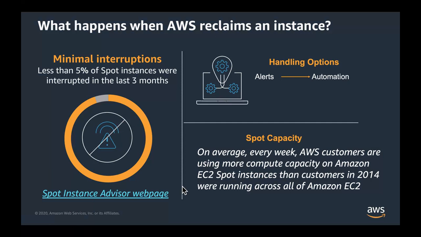While you do want to be prepared for interruptions on Spot and you do want to put the right type of workload on Spot, know that interruptions do not actually happen in practice that often. And there are different ways to handle interruptions within the 2 minutes after you get the notification. Last but not the least, one common question we get from customers is, does Spot have enough available spare capacity to support our customers? Well, good news is we indeed do. Due to the operating scale of AWS, customers are using more spare capacity on Spot every week than they were using in all of EC2 in 2014.